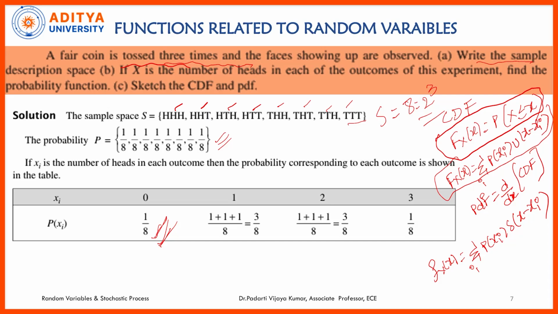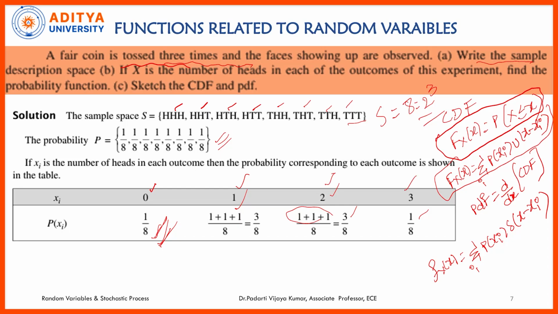1 head, how many chances for 1 head? 3 chances, so 3 by 8. The probability of getting 2 heads, again we got 3 chances, 3 combinations are possible, 3 by 8, and the all heads combination is possible as 1 by 8. So already they have defined the probability, 1 by 8. Using that probability, we calculated the corresponding probabilities when 0 heads, 1 head, 2 heads, 3 heads.